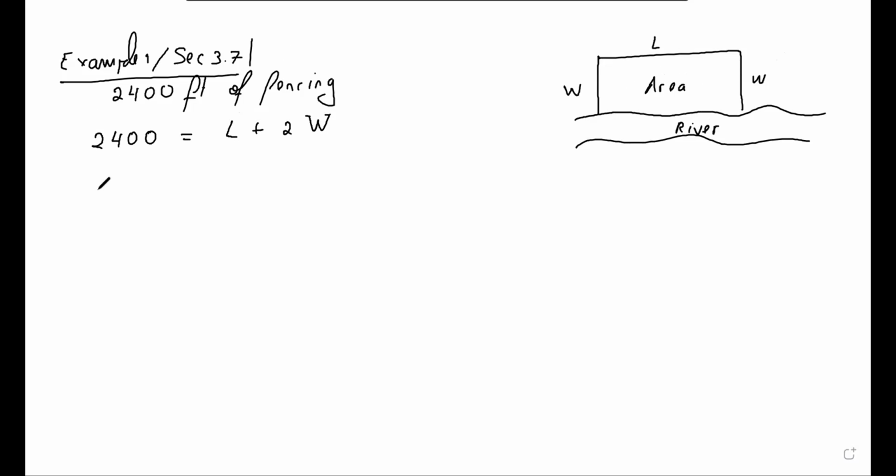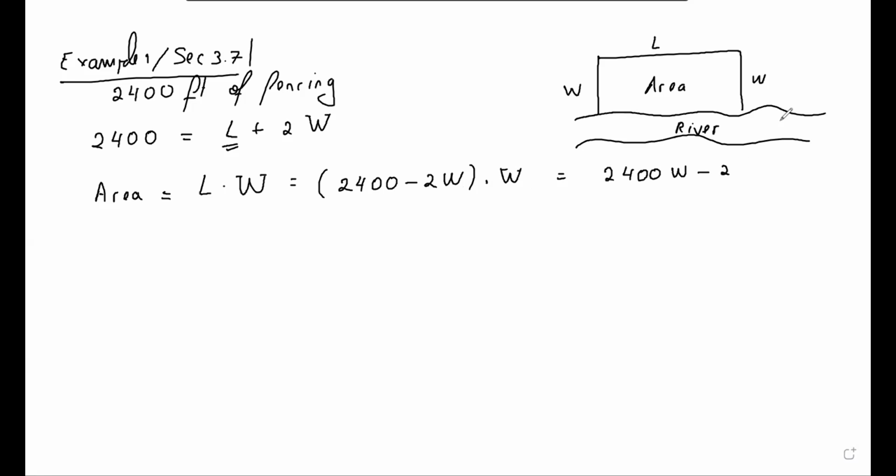And then we also figured out that the area would be L times W, but because we wrote L as 2,400 minus 2w, this is going to be 2,400 minus 2w times w, and that's going to be 2,400w minus 2w squared. That was our function. I think I wrote it the other way around, negative 2w squared plus 2,400w, but it's the same thing.